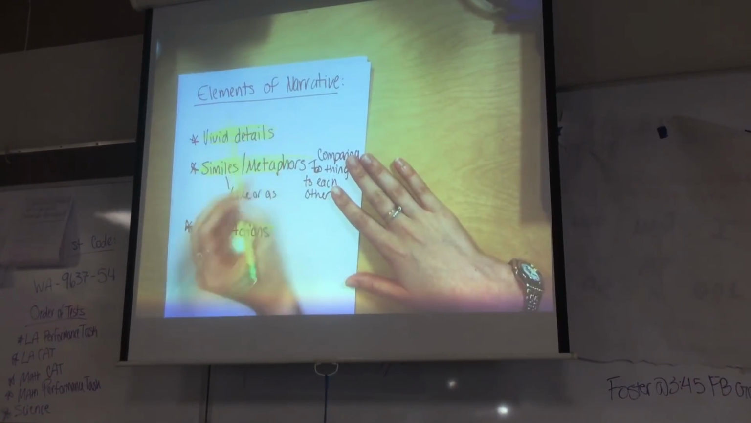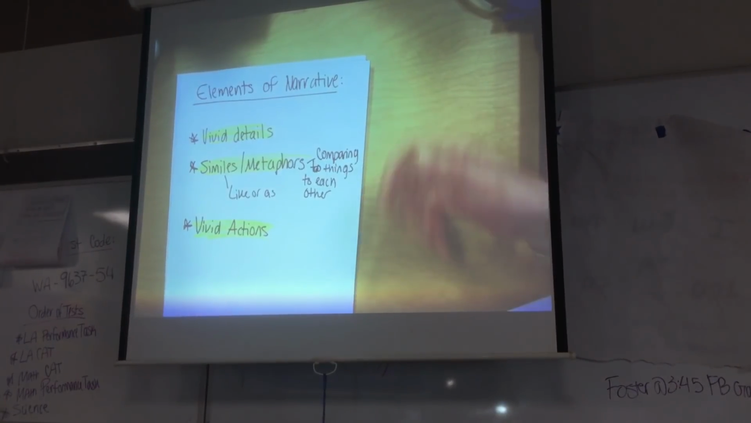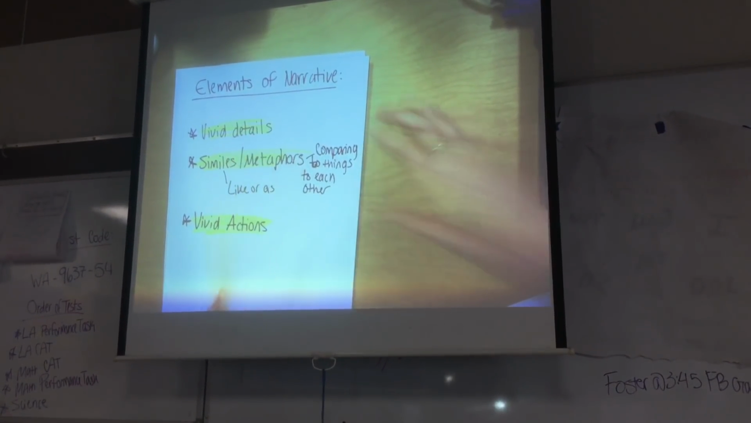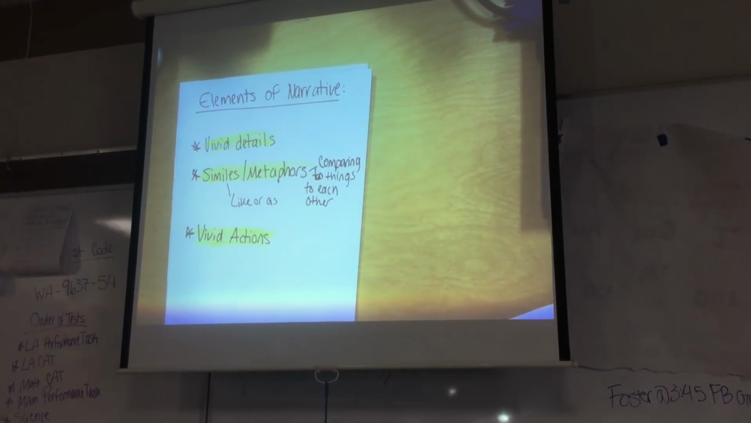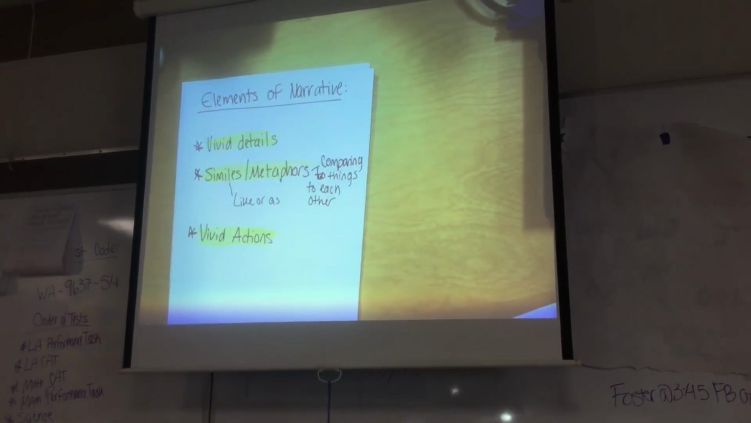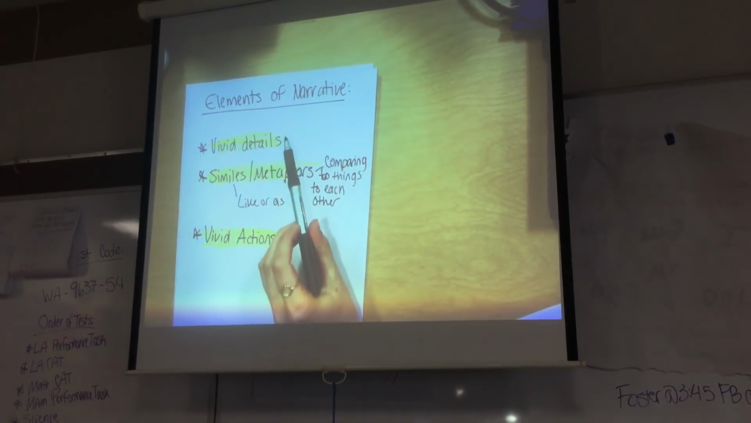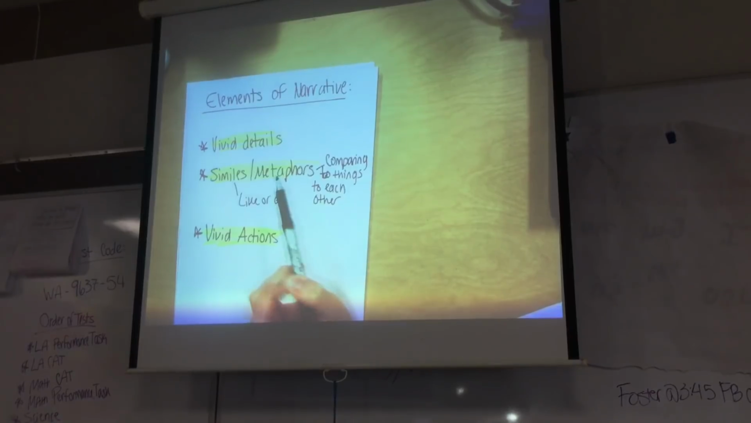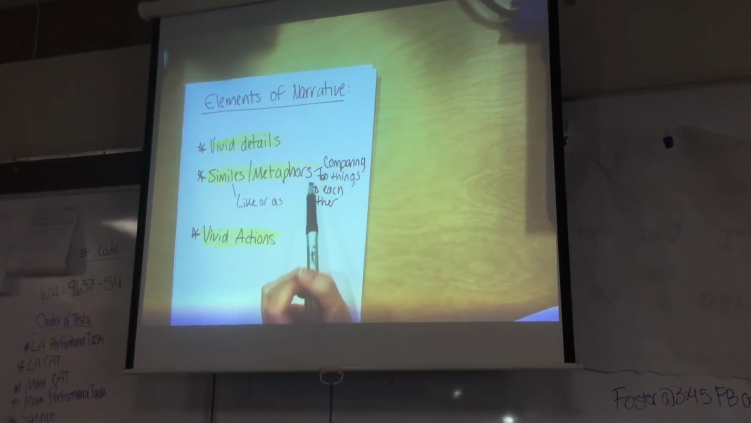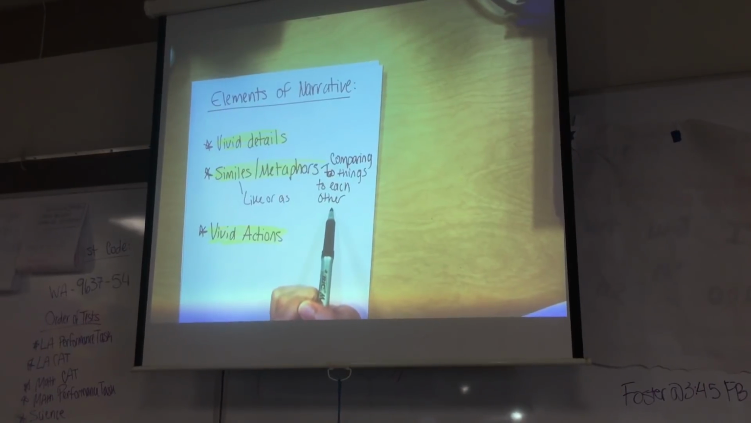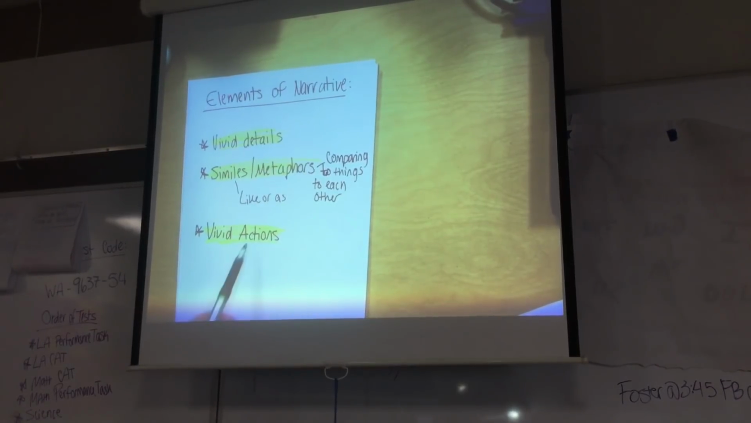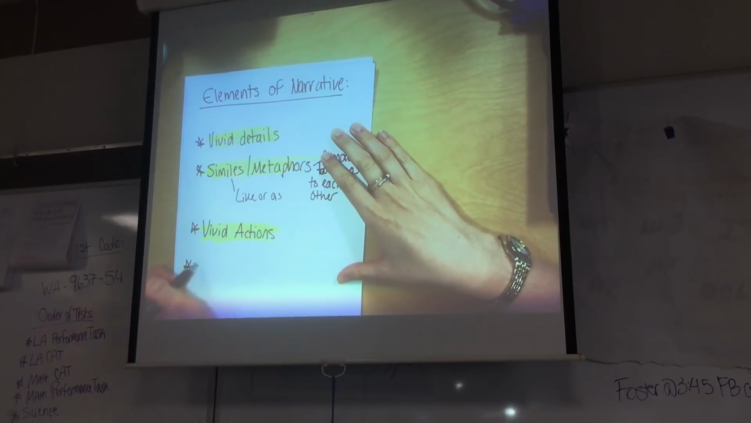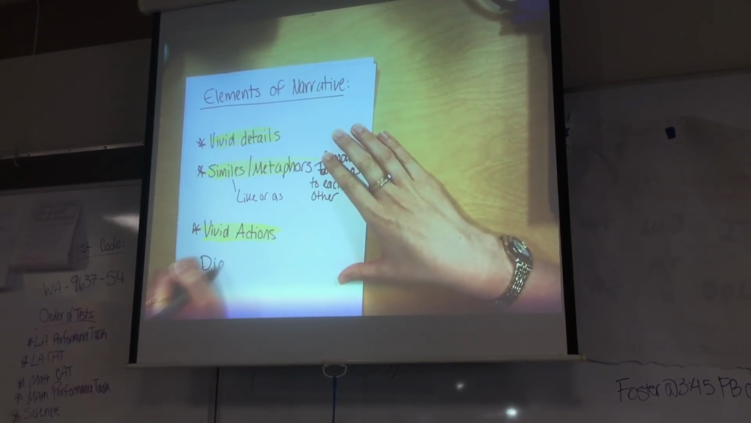So elements of narrative are parts of narrative writing that we think we could maybe be inserting into other types of writing. Some things that I already know about narrative writing that I know I could probably use in my investigative journalism are vivid details, similes and metaphors, which if we don't remember what those are, that's comparing two things to each other, two things that are different. If you're using a simile specifically, you're comparing them with like or as. Vivid actions, and something I forgot to put on this list, so I'll add it right now, is dialogue.